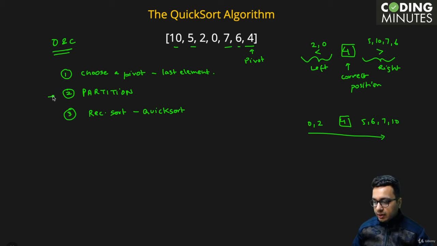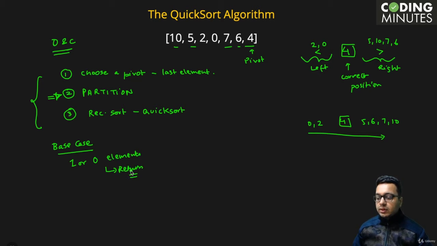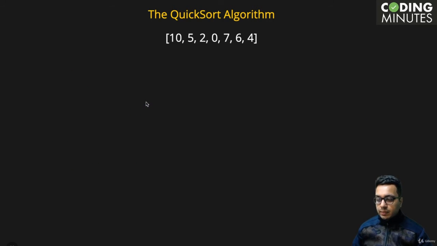Now let me explain this partition method in more detail before we dive into the implementation. These are the three important steps of quicksort. Since we are going to use recursion to implement this algorithm, you also need a base case. If your array contains only 1 or 0 elements, you can simply return. That will form your base case if you're using recursion. Let's see how this algorithm is going to work on this particular example.